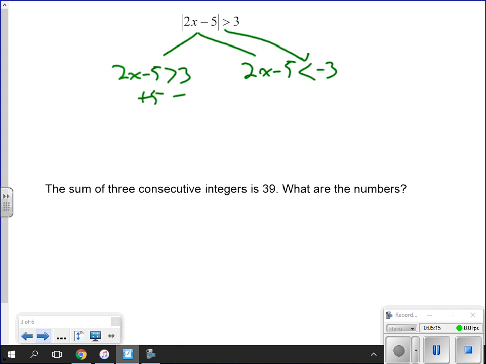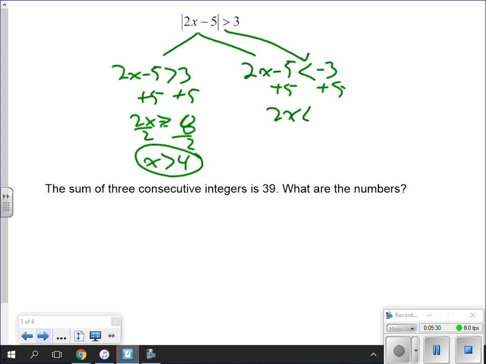Now you just solve each one of these. I add 5. 2x is greater than 8. Divide by 2. X is greater than 4. There's one answer. Add 5. 2x is less than 2. Divide by 2. X is less than 1.